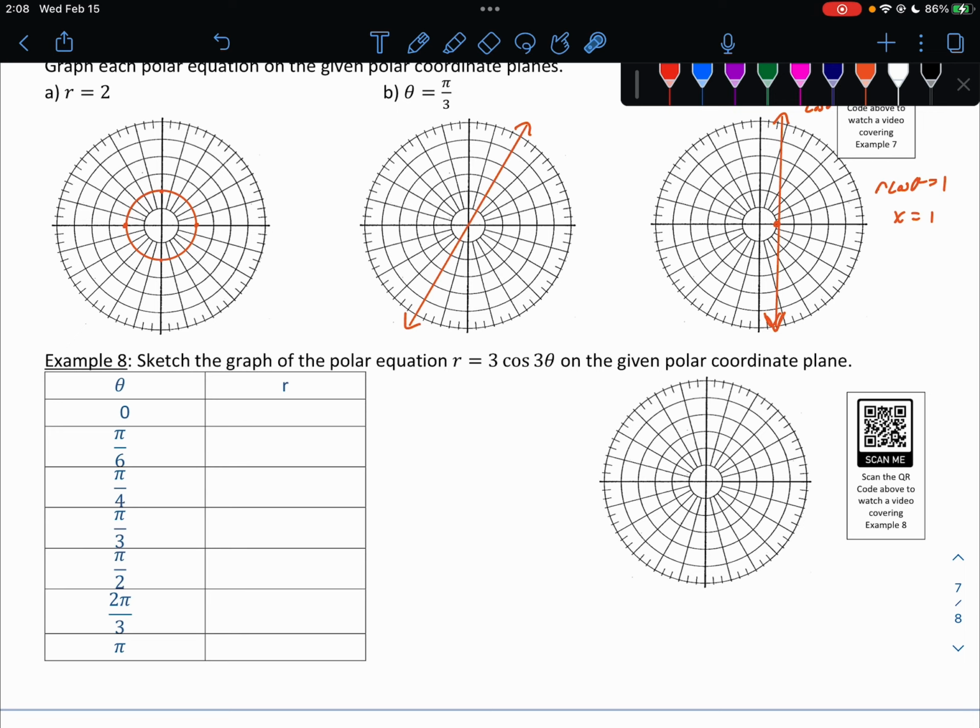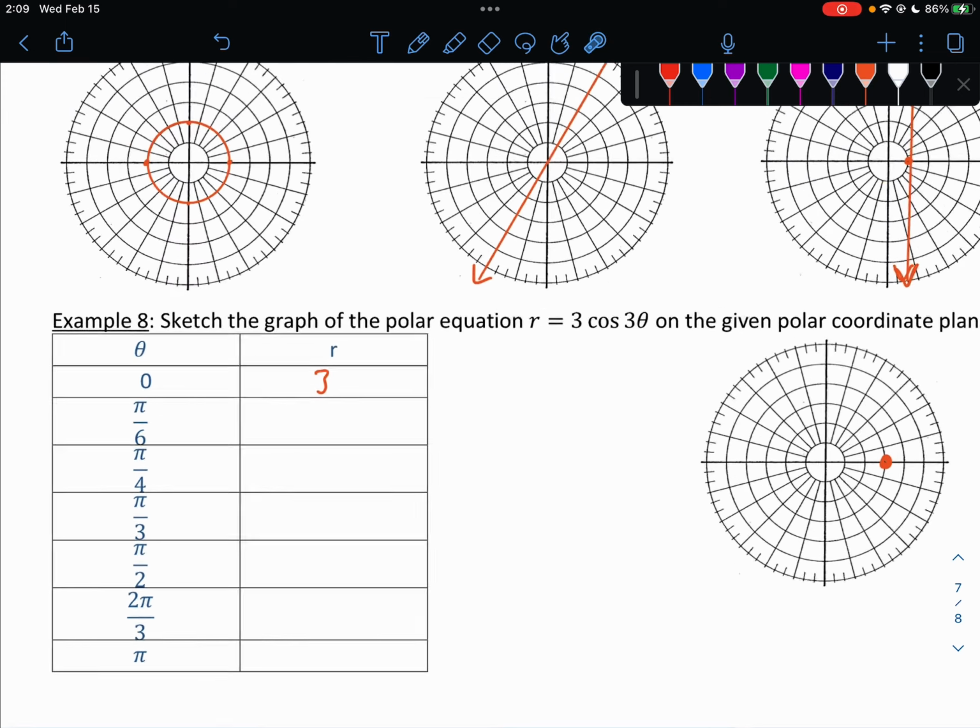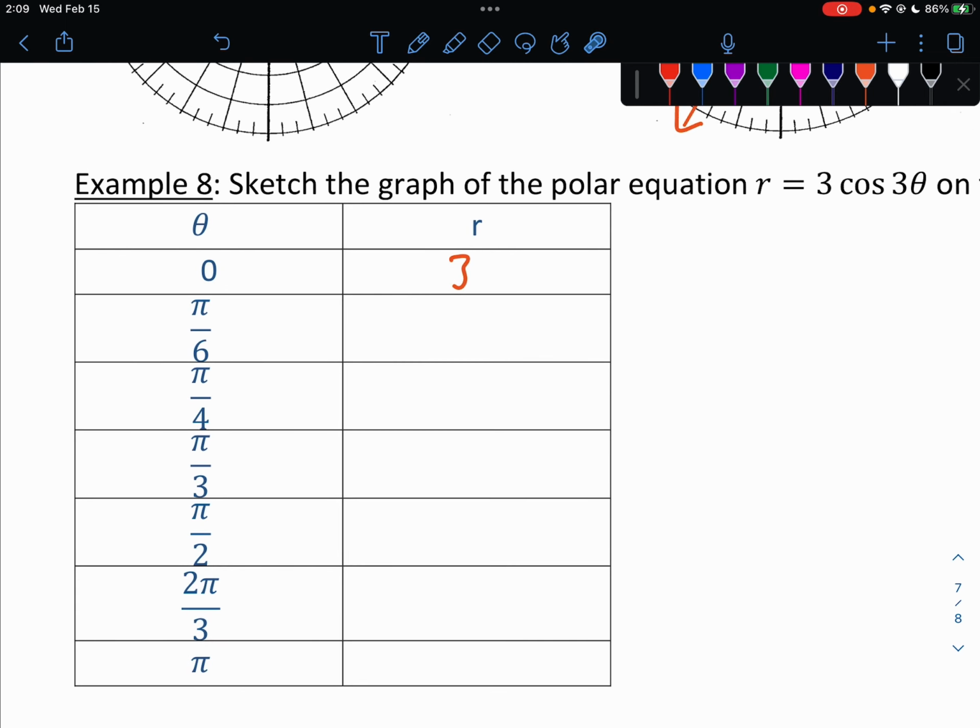If we put 0 in there, we get 3 times cosine of 0, which is 1. So 3 times 1, which is 3. So our first point would be right there. Now, I picked these values because they are going to give us mostly some decent numbers. Obviously, there's more values than this on the unit circle, but these are the ones that are going to give us some nice answers back.